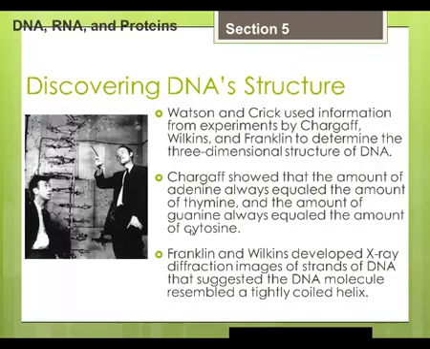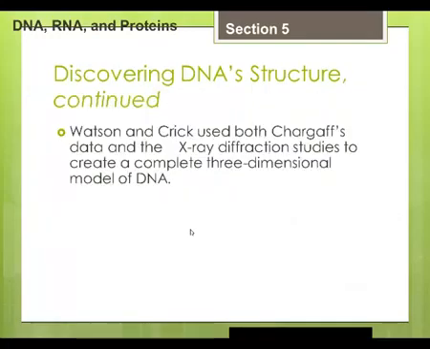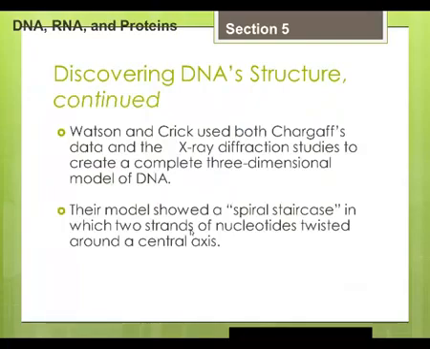So again, Watson and Crick are extremely important because they eventually were the individuals that developed the 3-dimensional model. But we also need to understand that other individuals contributed to this. They took a lot of information from other people to develop this model. They used both Chargaff's data and the X-ray diffraction, and they created their three-dimensional model from those things. Their model showed a spiral staircase in which two strands of nucleotides twisted around a central axis.